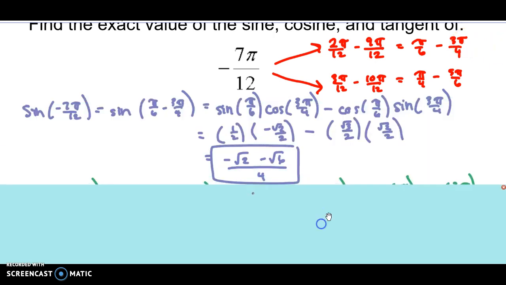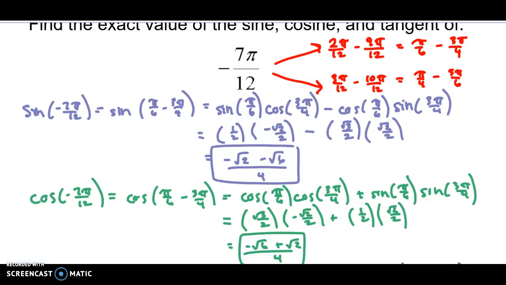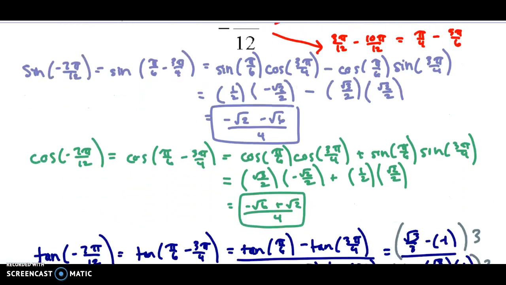So we were trying to find the sine, cosine, and tangent of this value. With the sine, I used the difference pi over 6 minus 3 pi over 4. Plugged everything in. I got negative root 2 minus root 6 over 4. Hopefully you got the same. For cosine, I did the same thing, and I got negative root 6 plus root 2 all over 4.